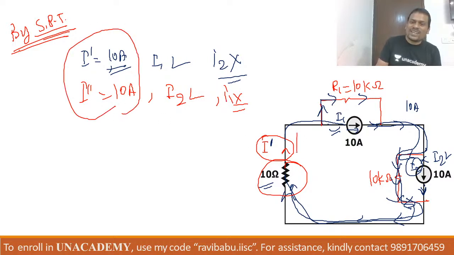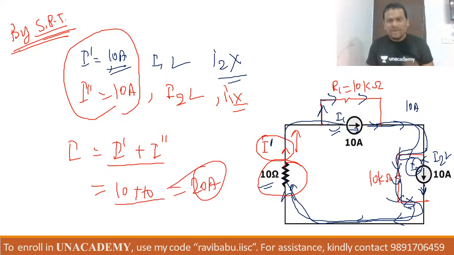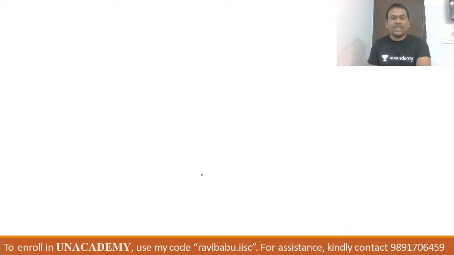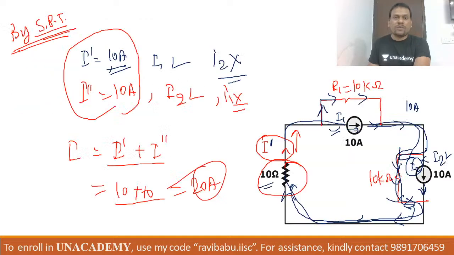In both cases, current is flowing in the upward direction. So the I actually is nothing but I dash plus I double dash. Practically, this current will be 10 plus 10, which is 20 ampere. See, beta, what is happening? The current is not coming correct, because by KCL and KVL we have found that current was 10 ampere, and it must be 10 ampere. How can it be 20 ampere?